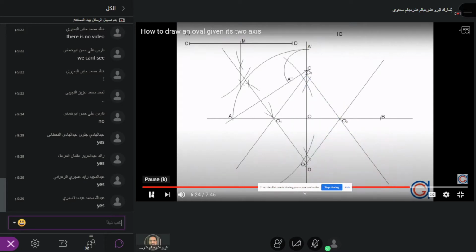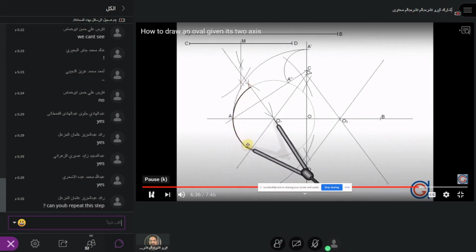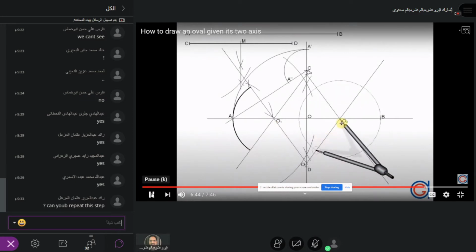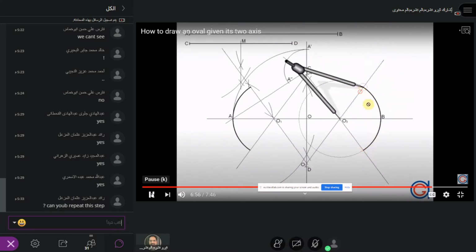So the last step is to draw the 4 arcs that make up our oval. With the compass centered on point O1 and radius O1A, we will draw the left side of our oval, as can be seen here in the video, until it cuts our previously drawn prolongations. As you can see, I'm going to use a thicker line to draw these arcs. Now, with the compass centered on point O3 and the same radius O1A, we will draw another arc, which will be the right side of our oval, as can be seen here.